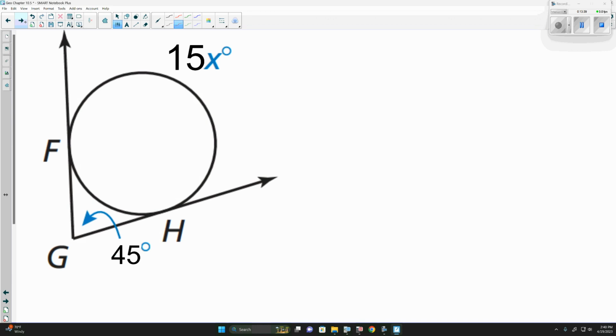Now looking at this here, because we have the intersection outside the circle, yes? So 45 is equal to 1/2 of the bigger arc, which in this case would be 15x minus, what is the smaller? Do we need to draw this? I would at least follow along so we see kind of how this works.